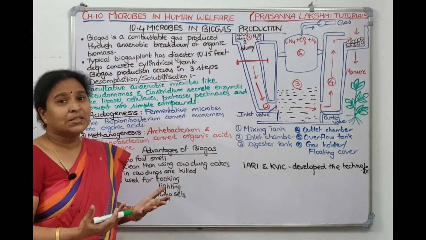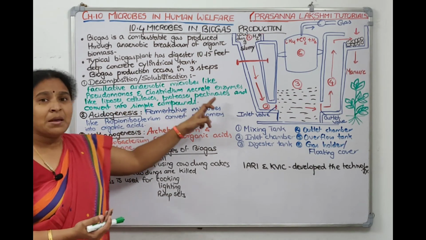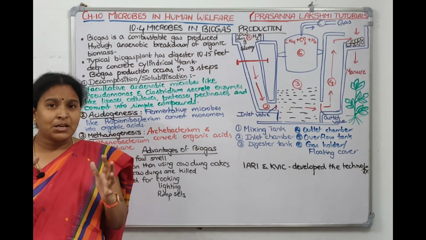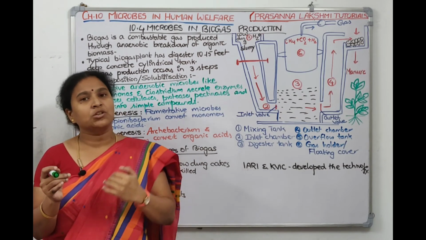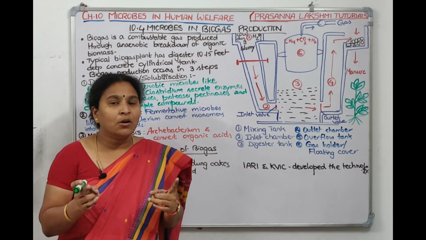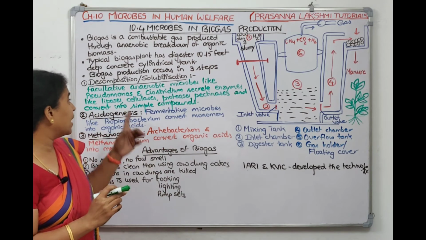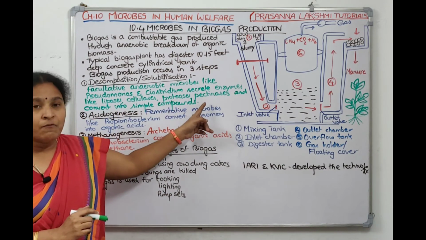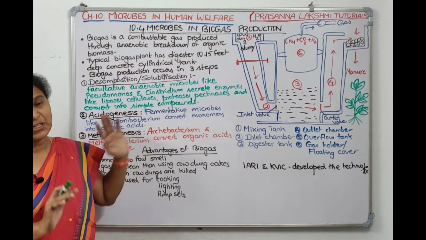What are the enzymes they secrete? They secrete cellulases, lipases, proteases, pectinases. They are trying to convert the complex organic materials into simpler forms, into monomeric units. Who will do this? Decomposing bacteria, facultative anaerobic bacteria like Pseudomonas and Clostridium will convert them into simpler monomers. This is the first step.